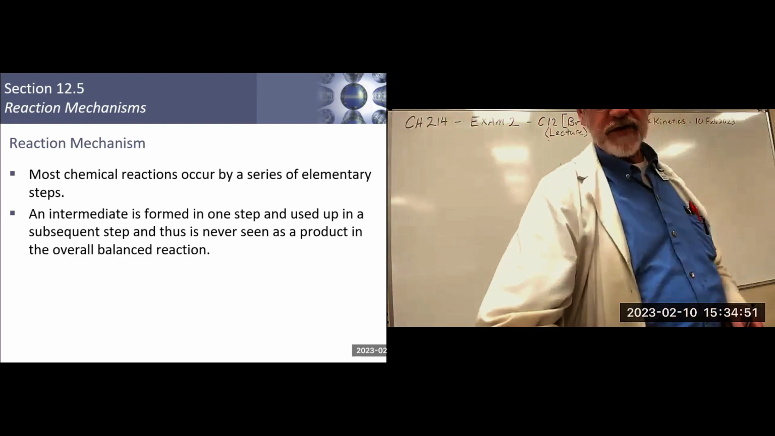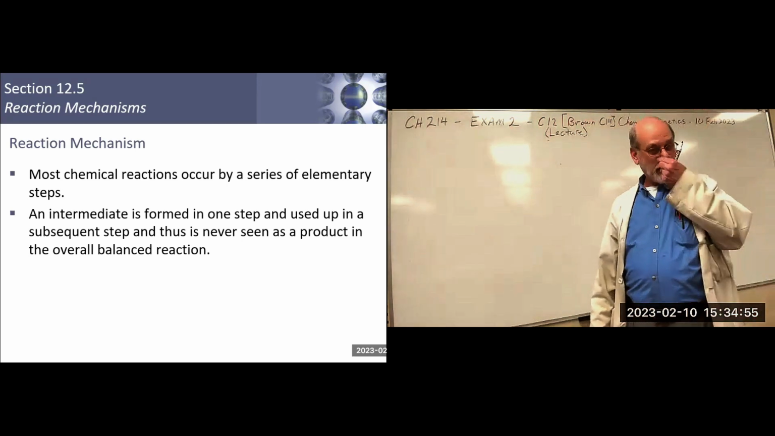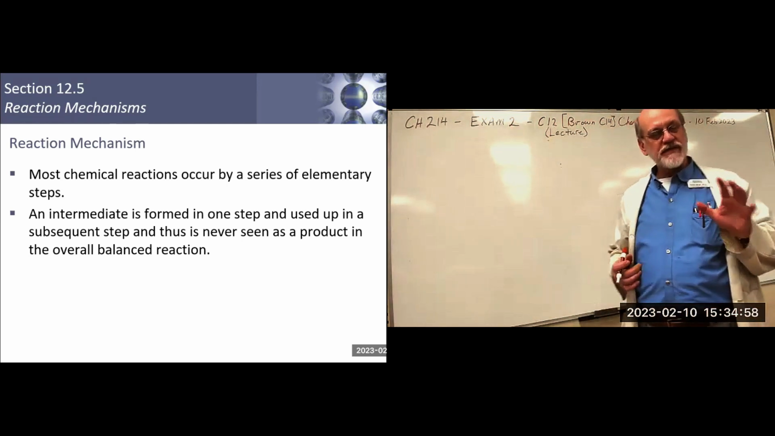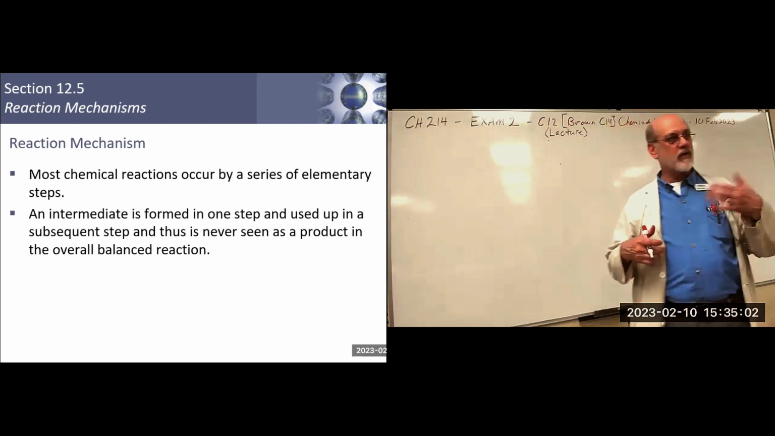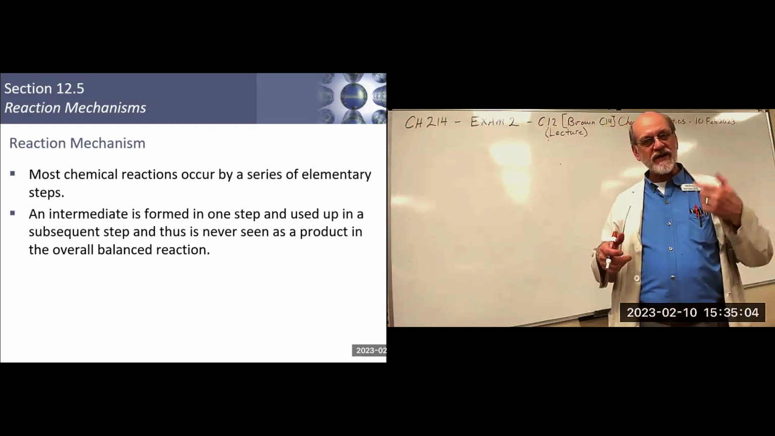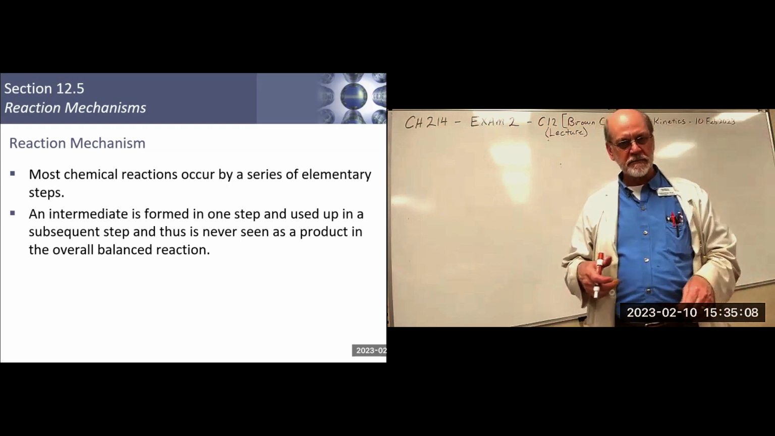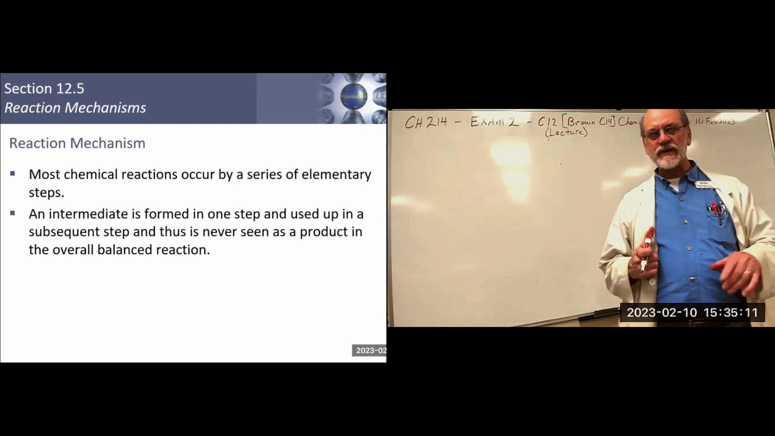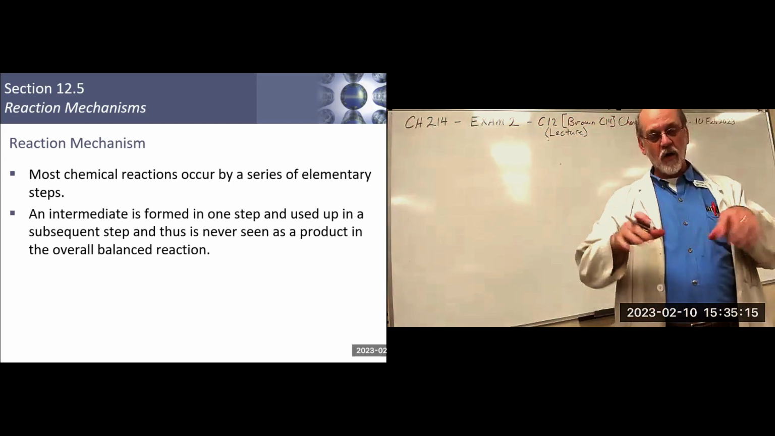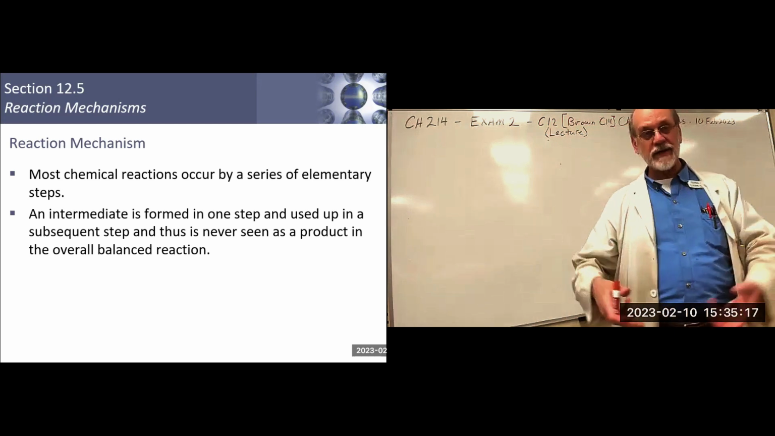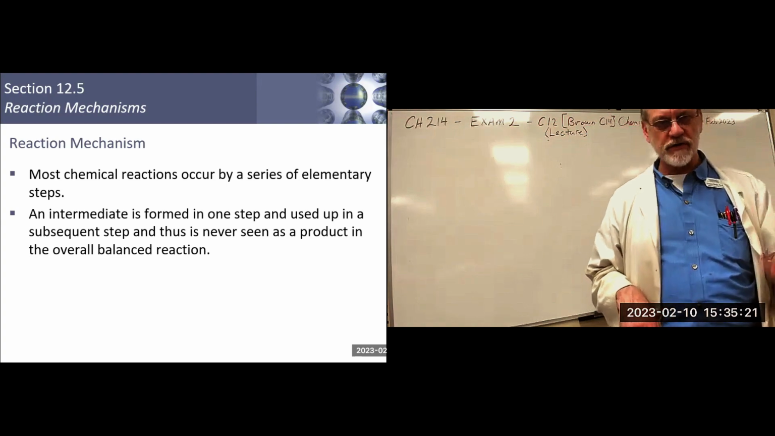Sometimes it'll seem like voodoo science. The premise is that we assume that most chemical reactions occur by a series of elementary steps, at least 2 steps. A few of them, I think, have been determined to be a single step. So, in effect, the overall reaction is an elementary step. But most reactions occur as 2 or more steps.